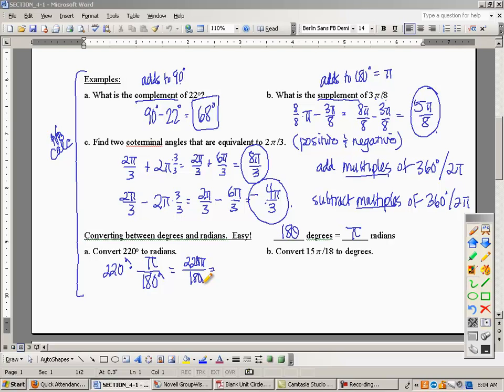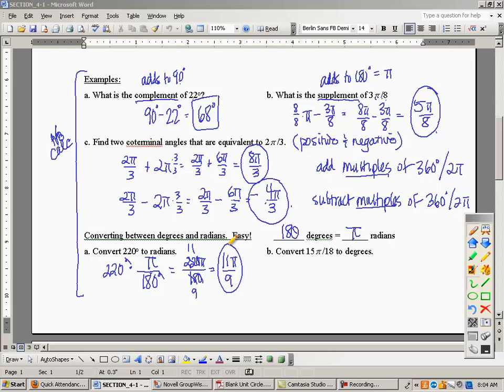22 and 18, you can take 2 out of each of them, and if you take 2, you get 11 here. If you take 2, you get 9. So my answer then is 11 pi over 9. Okay? Your answers need to be as fractions with pi in it and a reduced form of your fraction.